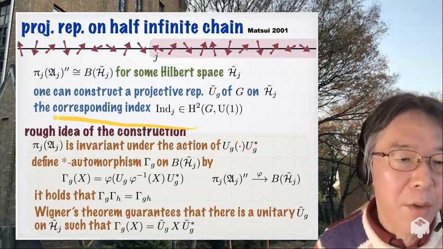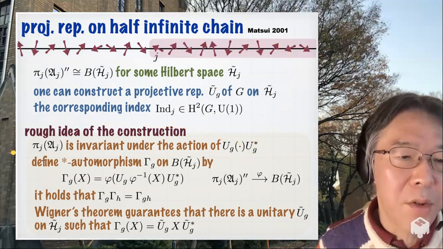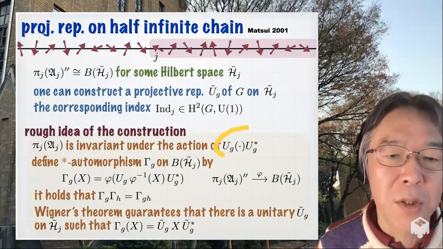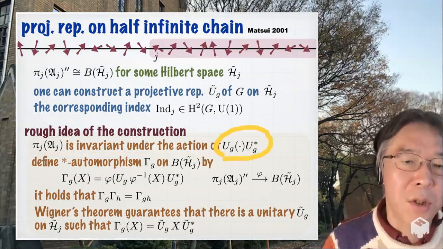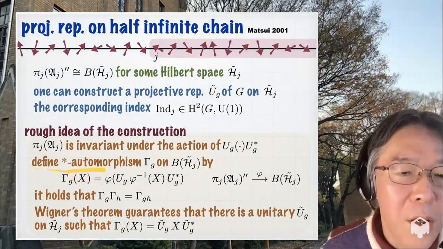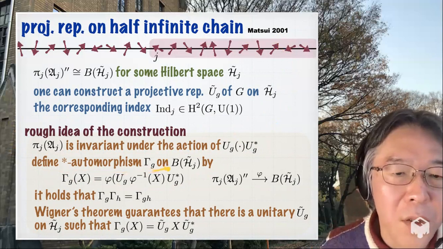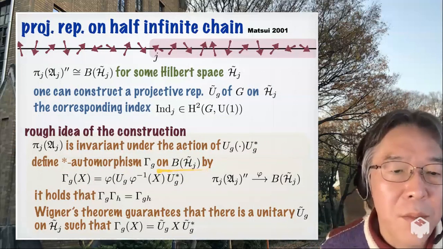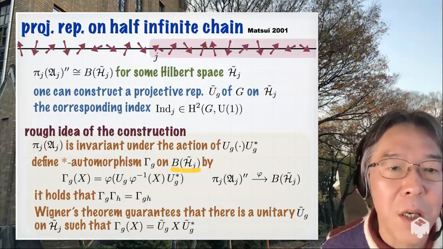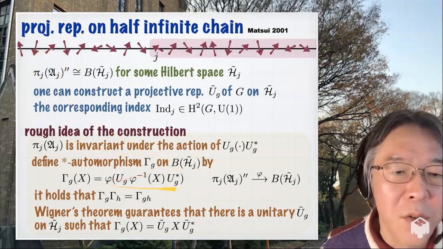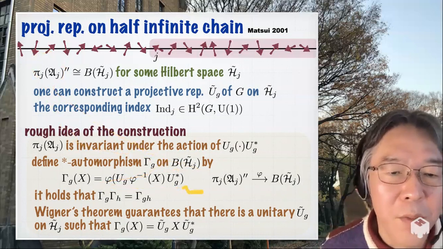Here's a very rough idea about the construction. You first note that this pi j of Rj, C-star algebra, is invariant under the action of sandwiching by UG and UG star. And this is basically it. You want to define a star automorphism gamma G on the set of all bounded operators on H tilde. Since this is basically the same as this type 1 factor, you simply sandwich by UG and UG star.